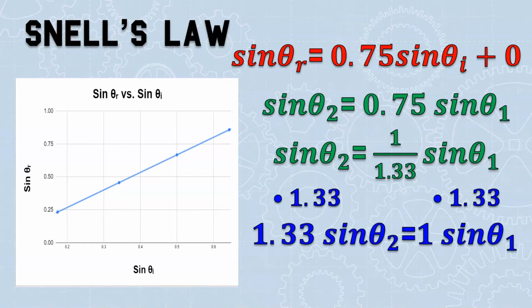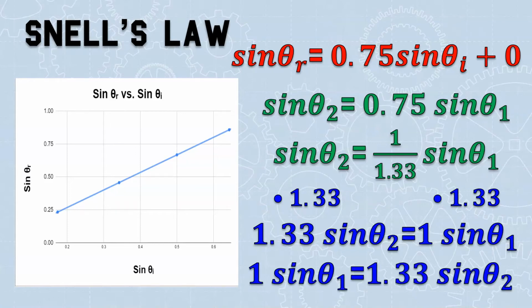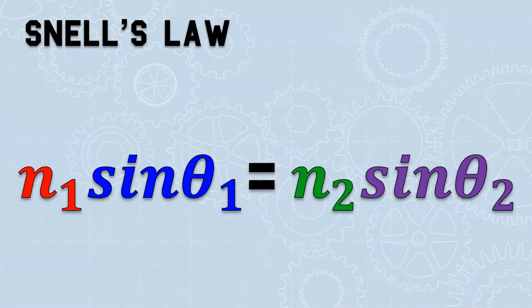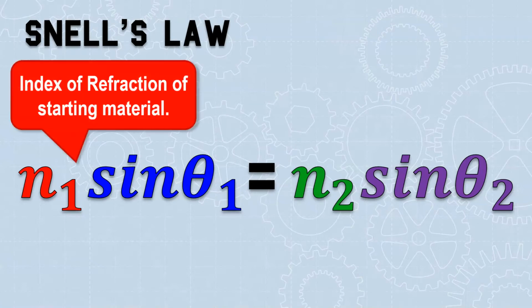Now both trig ratios, sine of theta 2 and sine of theta 1, each have a multiplier. They each have a coefficient in front of them. Just for numeric sake, I'm going to put them in theta 1, theta 2 order. If we reorganize that relationship in this order, we get Snell's law.